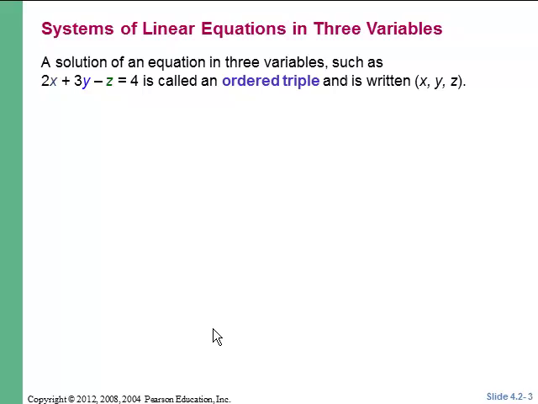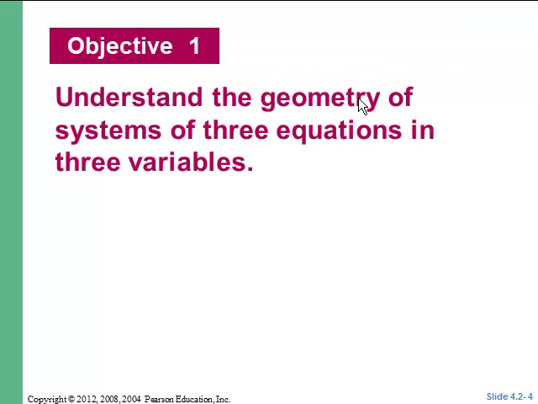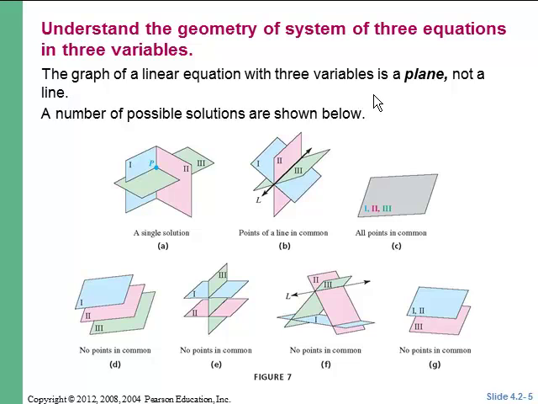If you have 3 variables, x, y, and z, their solution is called an ordered triple, and we write the x-coordinate first, the y-coordinate second, and the z-coordinate last. When you solve them, you can either get 1 point as the solution, or a line as the solution, or all the points as a solution. No points in common if all 3 are parallel planes. And then if they meet, one of them meets transversely, you could have no points in common.